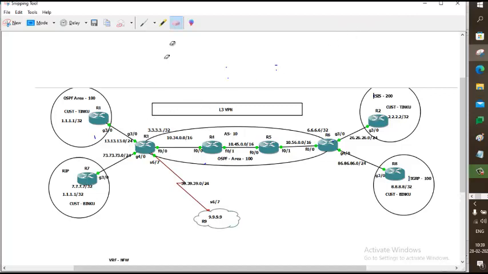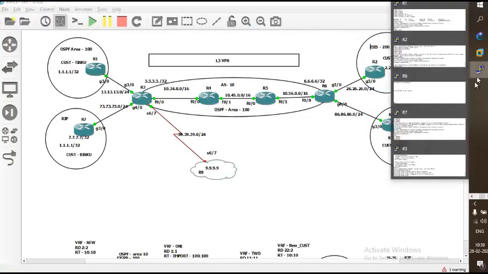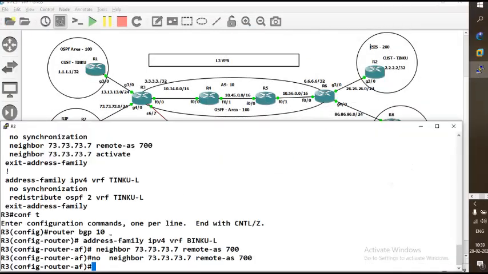So I removed the BGP which was running towards R7 now, and that you can see on R3. I have removed the R7 neighborship. I'm not removing BGP from R3, only the BGP that was running towards the customer I'm removing.